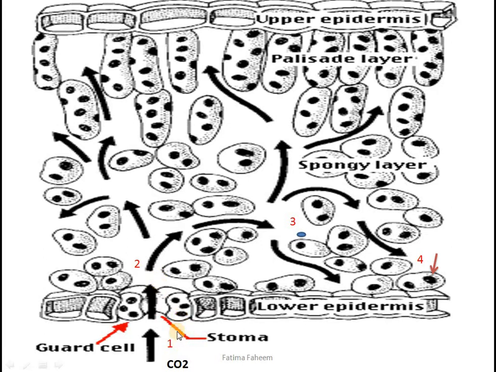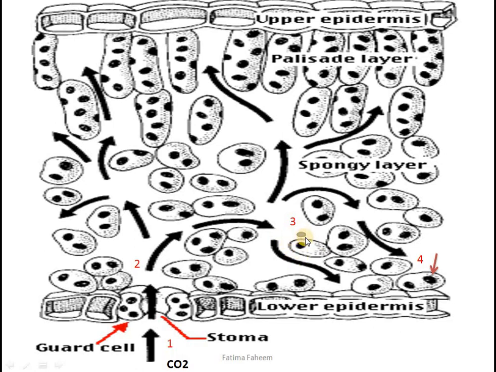First step would be entry of carbon dioxide into the intercellular spaces or air spaces by diffusion gradient. Second point would elaborate the presence of carbon dioxide in the air spaces. Third step would be the dissolving of the carbon dioxide into the moisture lining around the mesophyll cell.